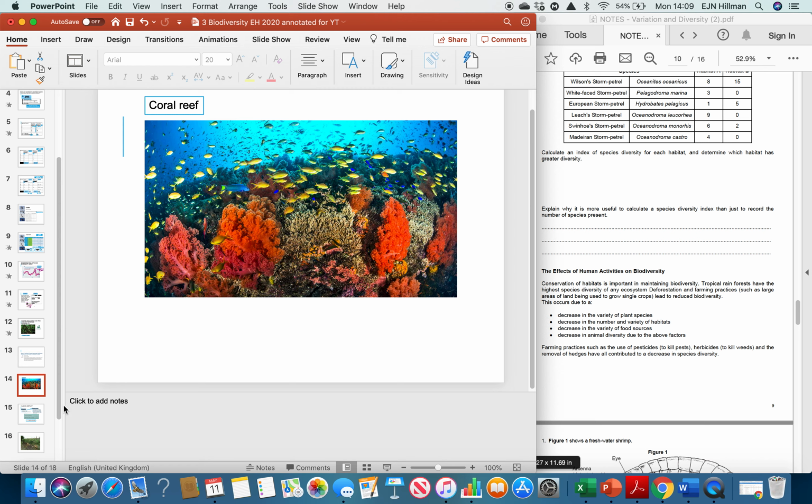In coral reefs, well, increases in global temperatures and sea temperatures is leading to coral bleaching. And that coral bleaching, well, it kills those corals, and we can see here there's lots of different species of both soft and hard corals there, and each one provides a different habitat. Coral bleaching kills all of them. Fewer habitats, fewer food sources, a decrease in the variety of food sources, and therefore the animal diversity is reduced as well.